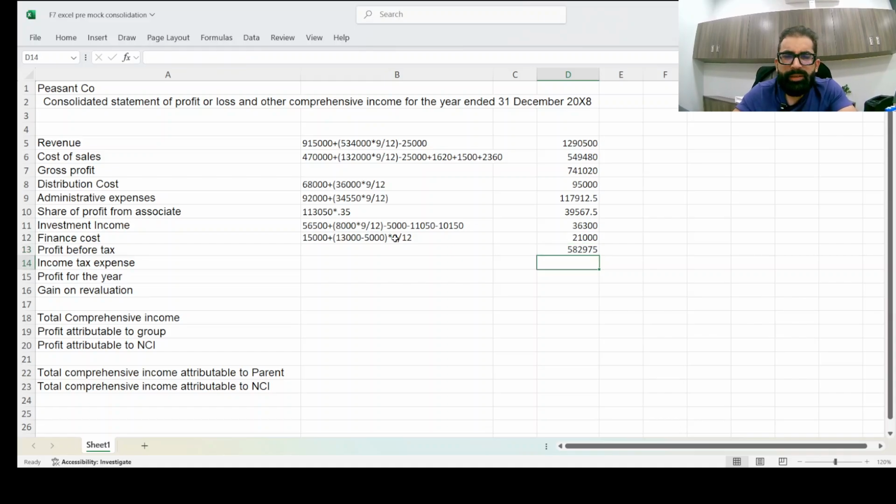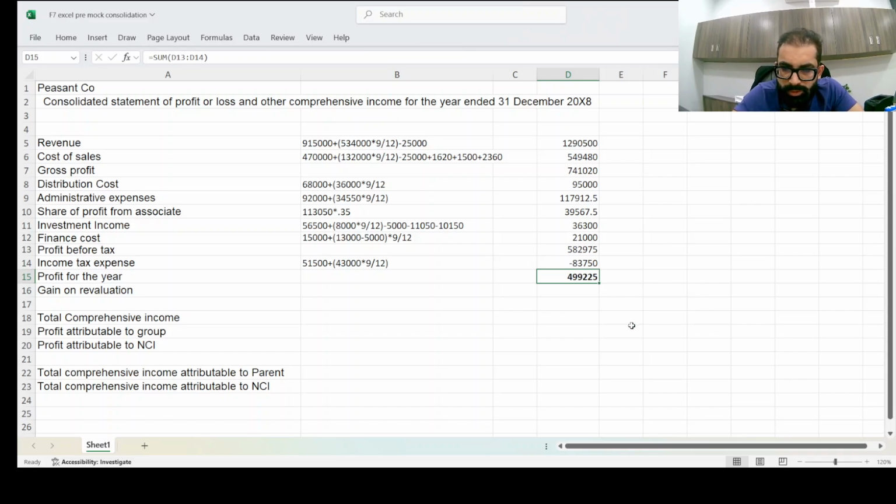Okay, now income tax is very simple. Parent company's complete tax expense, I think 51,500, and then you have subsidiary company's tax expense which is 43,000 into 9 divided by 12. So this will be 83,750. I have already written it in negative form. So now your profit after tax will be 499,225. This is profit for the year, profit after tax. Let me bold it. See, I have bolded.